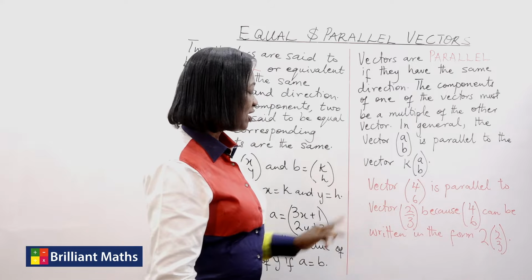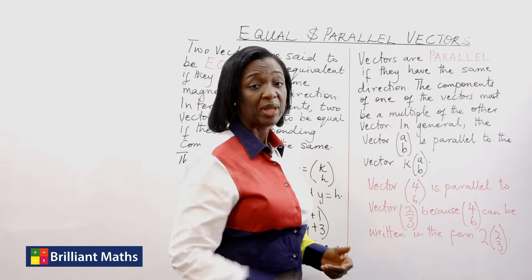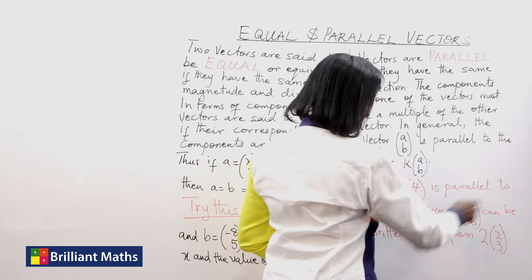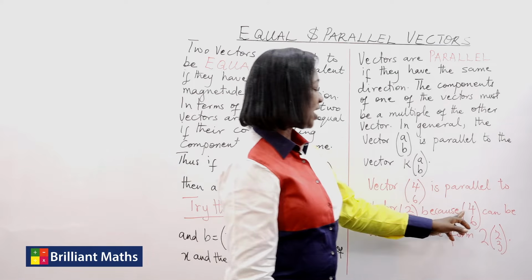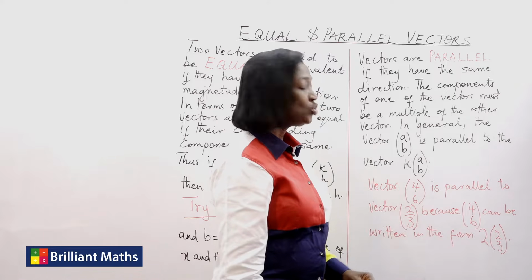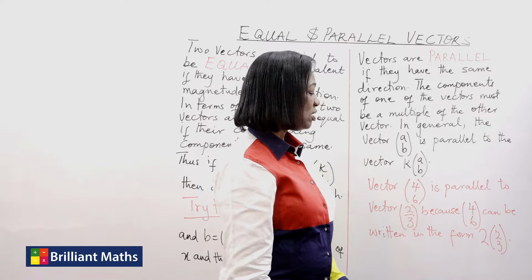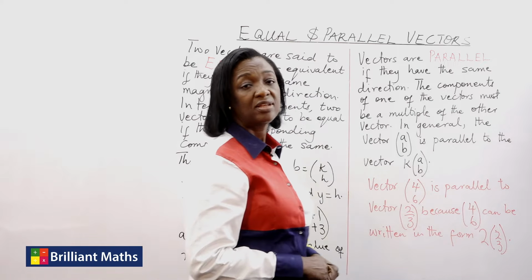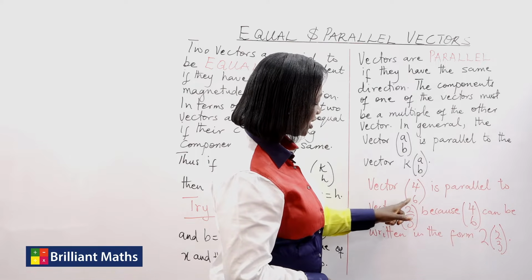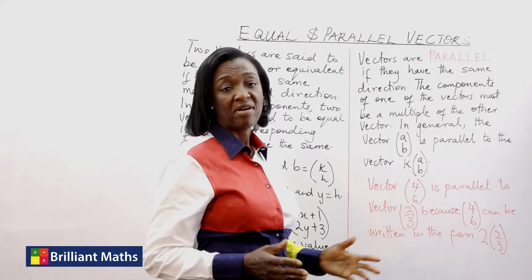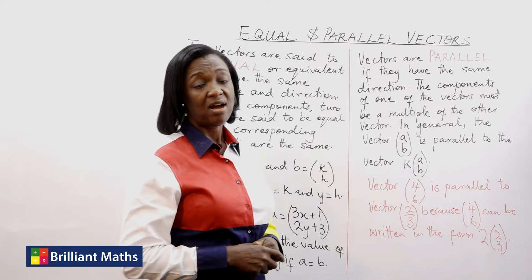So what do we mean? The vector (4, 6) is parallel to the vector (2, 3) because (4, 6) can be written in the form 2 times (2, 3). You can scale this down. 2 is common to both components, the x and y. So you divide both components by 2, and then the 2 becomes the scalar multiple, so that the two vectors, (4, 6) and (2, 3), are parallel. That's how simple the concept of parallel vectors is.